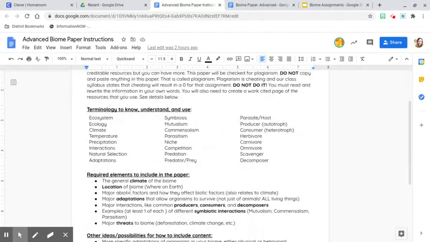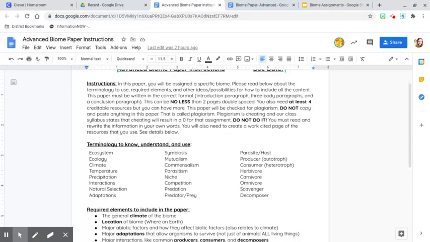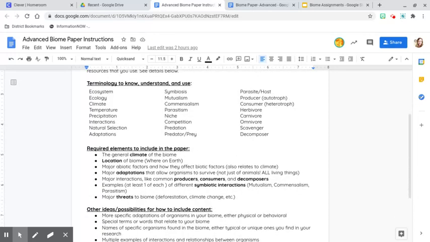So here you have some terminology that we need you to use. There are 24 words in this list, okay? We do not expect you to use every single word, but we do expect you to use a lot of them, okay? We will be looking for them when we're grading these papers. I would say using 5 of them is not enough. You need to use more than that, okay? You need to use these words to talk about each of these biomes.